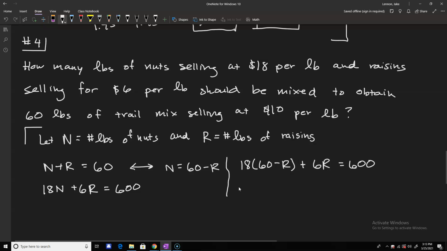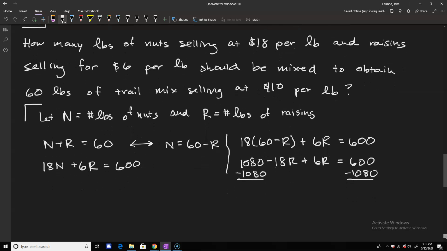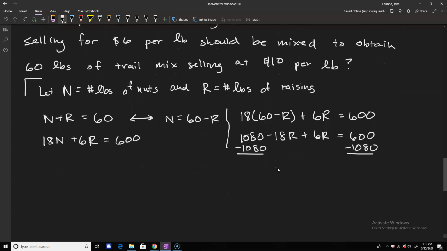and we get 1080 minus 18R plus 6R equals 600. So again, we want to move the numbers to the right, so I'm going to subtract 1080. So I'm left with negative 18R plus 6R is minus 12R, and I'll be left with minus 480 on the right-hand side.